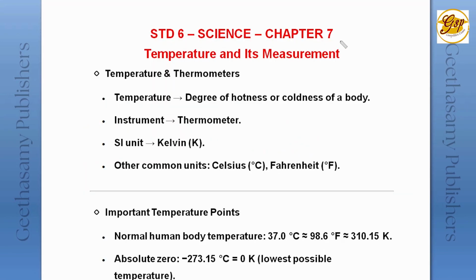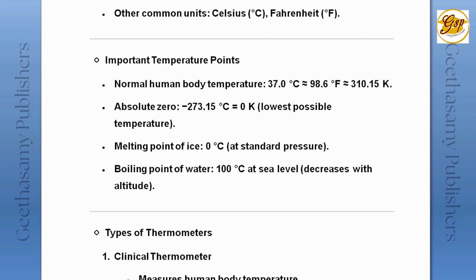Standard 6, science, chapter 7, temperature and its measurement. Temperature and thermometers. Temperature is the degree of hotness or coldness of a body. The instrument is the thermometer. The SI unit is Kelvin. Other common units are Celsius and Fahrenheit. Important temperature points: normal human body temperature is 37 degrees centigrade. Sometimes we say 36.9 degrees centigrade also, or 98.6 Fahrenheit or 310.15 Kelvin. The absolute zero is minus 273.15 degrees centigrade or 0 Kelvin. That is the lowest possible temperature.